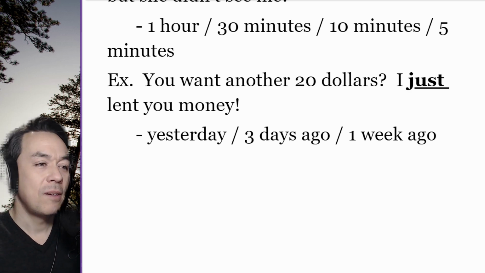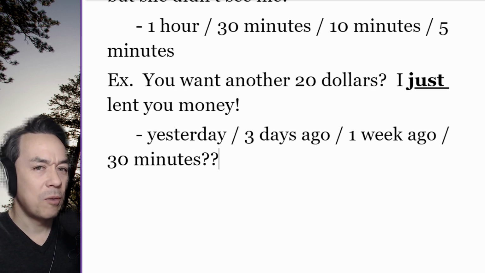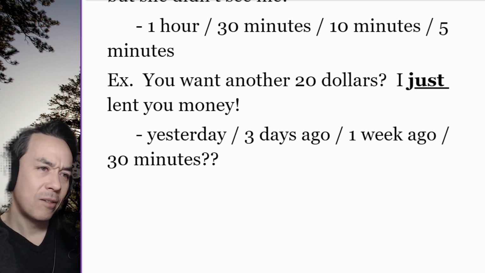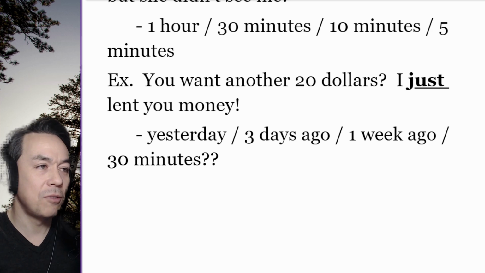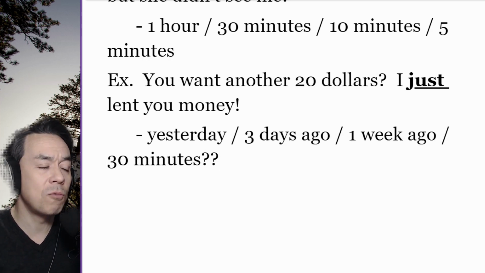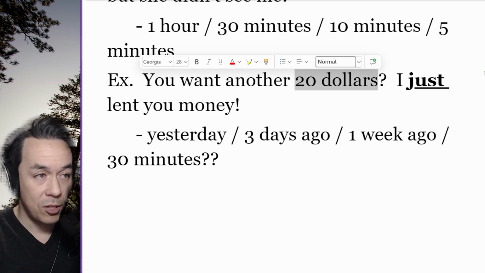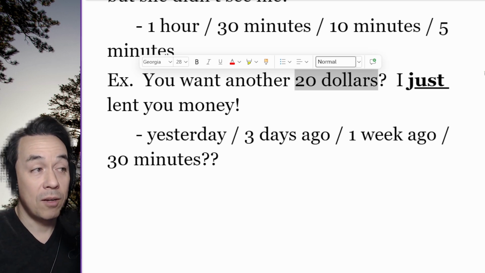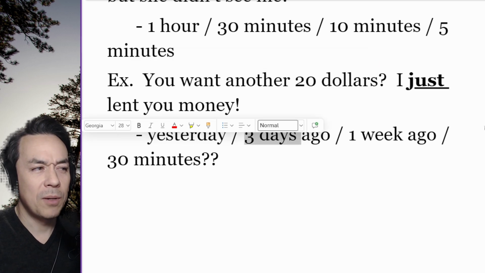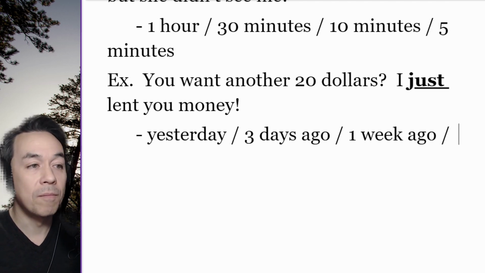But if it was 30 minutes ago, that sounds a little strange. Like, well, how did you use $20 in 30 minutes? So maybe that's the other hint too. It's what is the usual time that you can use $20? Maybe one day. It could be 3 days, but 30 minutes. What did you buy? That's too recent, I think.